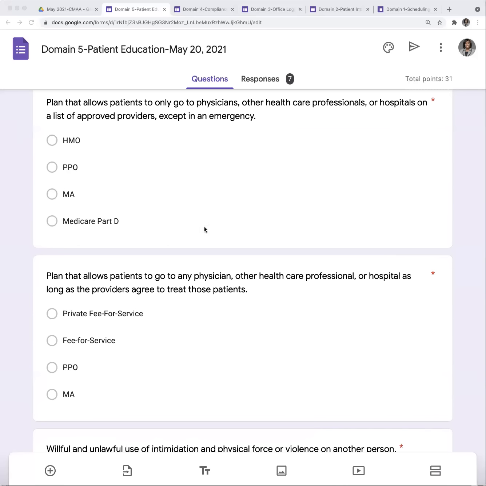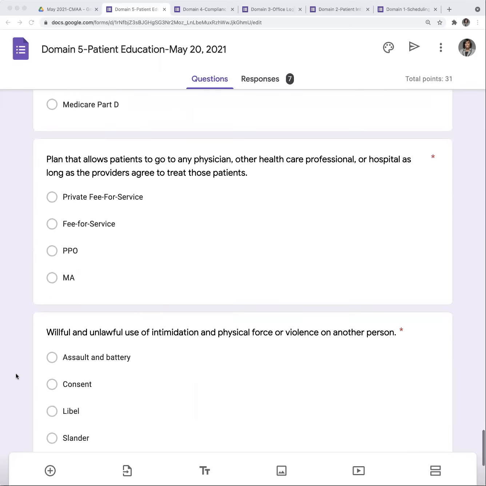Anybody with another thought? MA. MA is actually Medicare Advantage. So it would be a private fee for service, as long as the provider agrees to treat those patients.